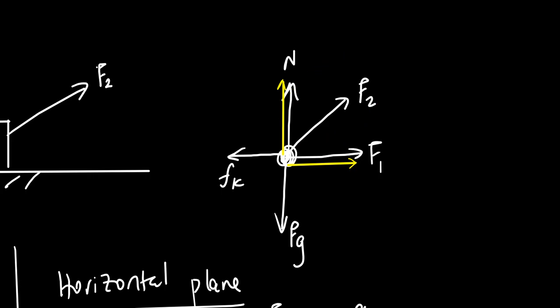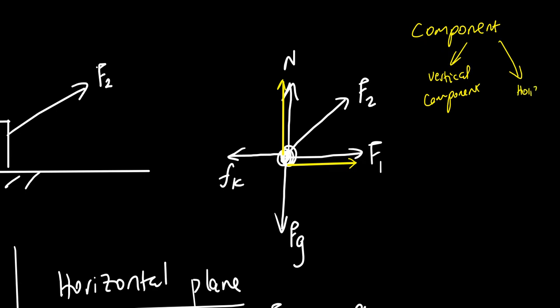So when we say a part of it, that part is called a component. A part of it is called a component. That is a part of F2. So these components, there are two. There is a part of F2 that is acting vertically. We call it a vertical component. And then there is a part of F2 that is acting horizontally. We call it a horizontal component.